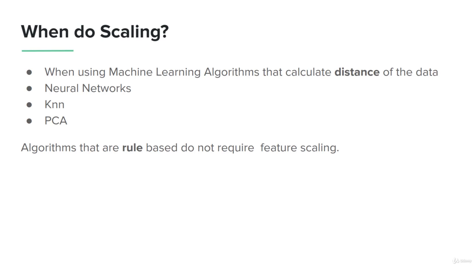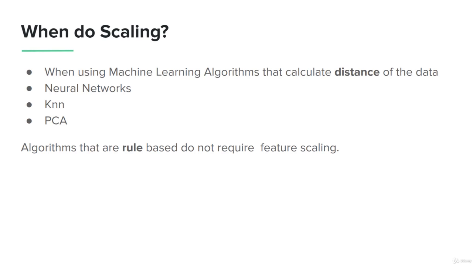KNN, like I said, is concerned with calculating the distance of the data, so that's why we need to do scaling in that. PCA is another example that also requires scaling. The algorithms that are rule based, which include the random forest tree, naive Bayes, or basically the algorithms that are defined by rules, do not need feature scaling.